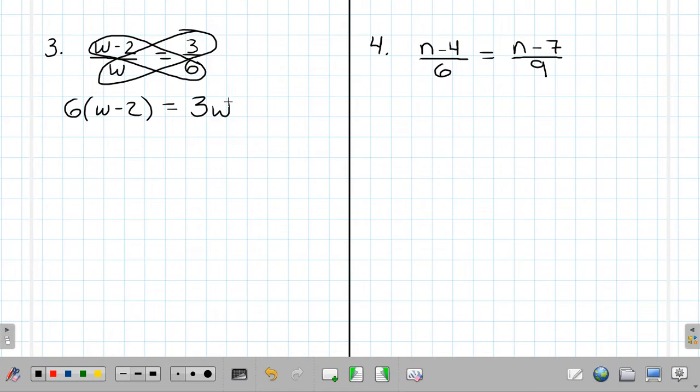Okay. Now, once again, it could have had it flipped around. So you could have 3w is equal to 6 times, in parentheses, w minus 2. You don't have to do it in any particular order here. Okay. You can cross multiply here first, then here, or vice versa. But you should have these two sides be equal. And then, once again, the left-hand side on mine, we're going to have to distribute. So 6 times w is 6w.